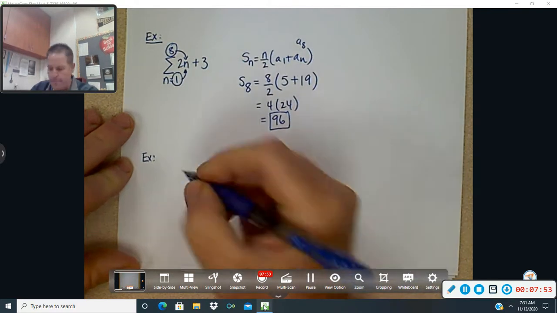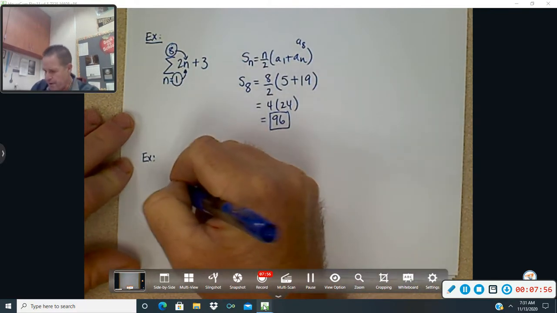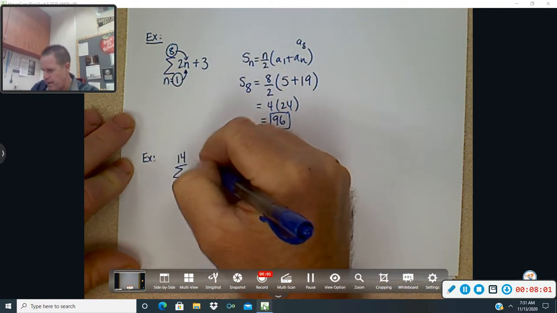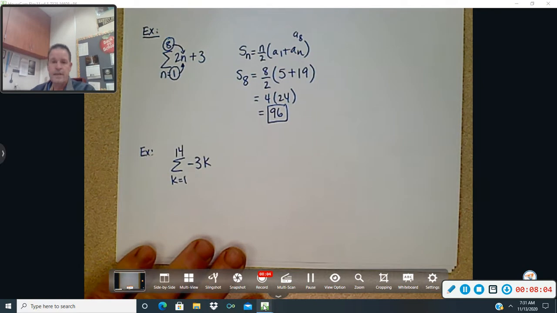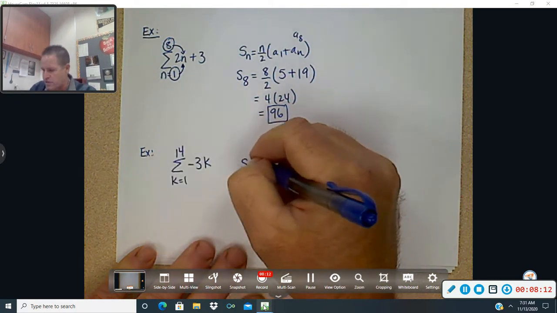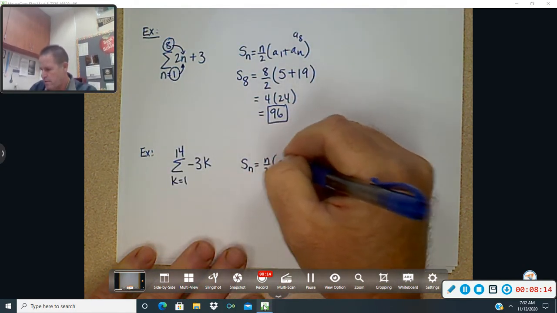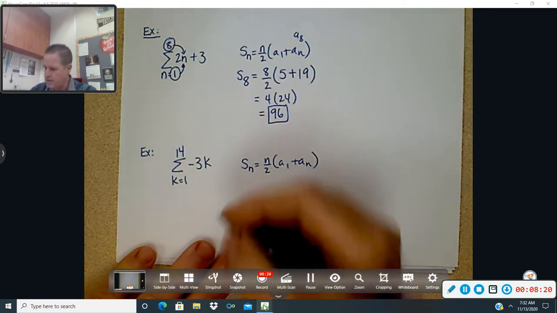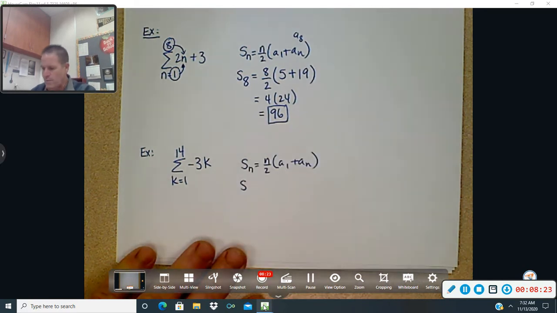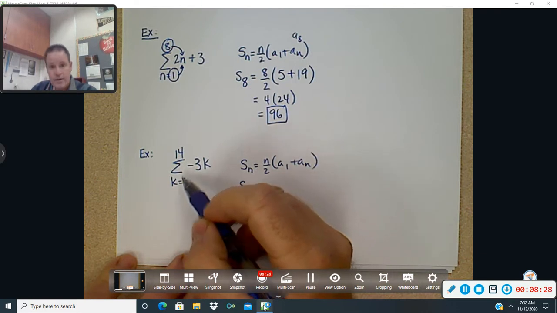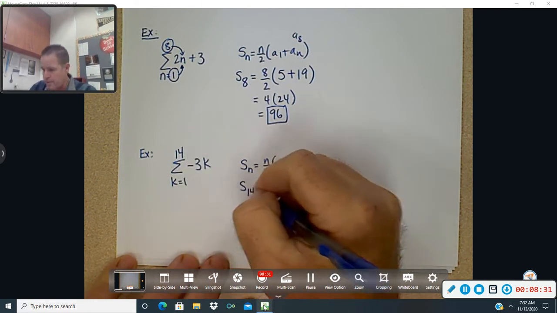Okay, so this example is sigma from k equals 1 to 14 of negative 3k. Okay, again, I'm going to talk about in class how I know that this is arithmetic. But sigma means sum, and right now we only have this sum formula to work with. So we're going to use that to find the sum. Okay, so S sub what? Well, how many numbers are there going to be? N is the number of numbers. Well, if you're plugging in 1, 2, 3, 4, 5, 6, 7, 8, 9, 10, all the way up to 14, there's going to be 14 numbers.